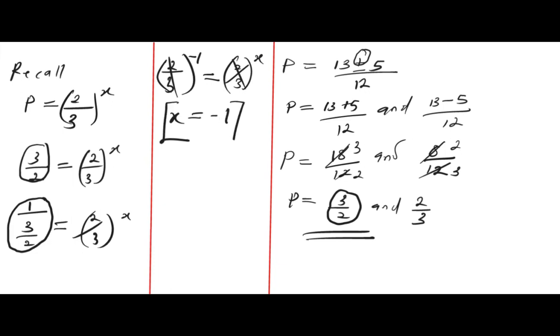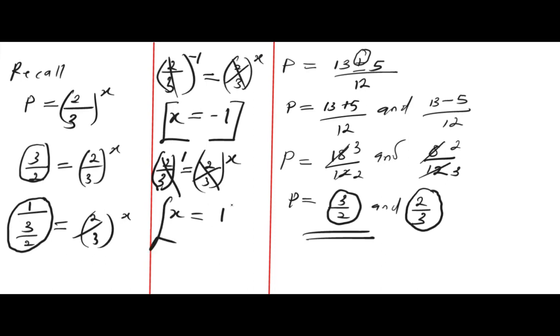All right, so now let's find the value of x for this particular solution. All right, so we're going to equate 2 over 3 equals 2 over 3 raised to the power of x. All right, so this is the same as saying 2 over 3 raised to the power of 1. All right, because 2 over 3 raised to the power of 1 equals 2 over 3. So this can cancel this, and your x equals positive 1. All right, so the two values of x are negative 1 and positive 1.